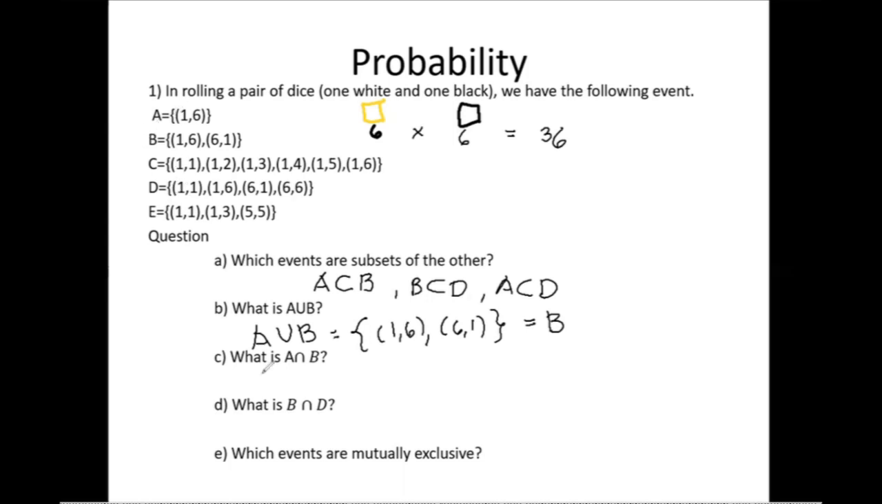Next, the intersection of event A with event B or set A intersection set B. So anong common dun sa A and B? 1, 6. 1, 6. Yun ang common, di ba? So kung yun ang common, para silang meron at yung 1, 6, siya din yung letter A. So the intersection of A and B is A itself. Okay.